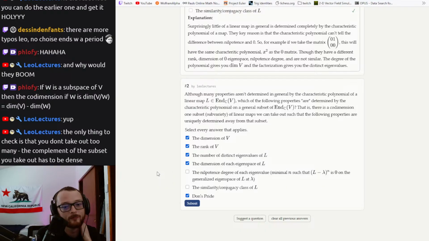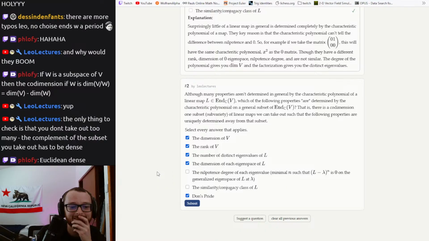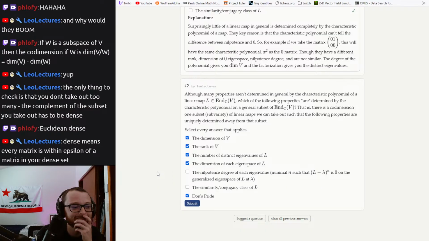Oh. Are non-diagonalizable matrices dense? Probably not. Maybe? I don't know how you define... I don't know what dense means in this context, to be honest. Every matrix with an epsilon of a matrix in your dense set.